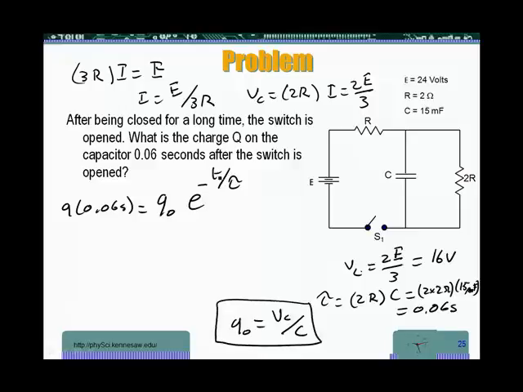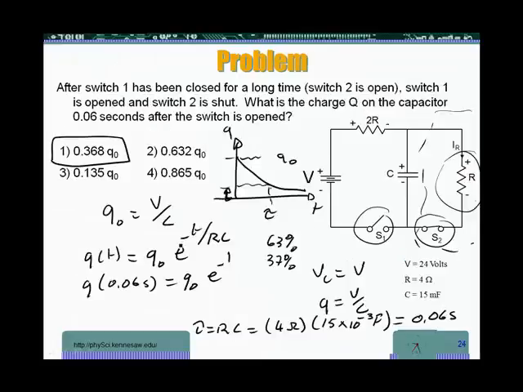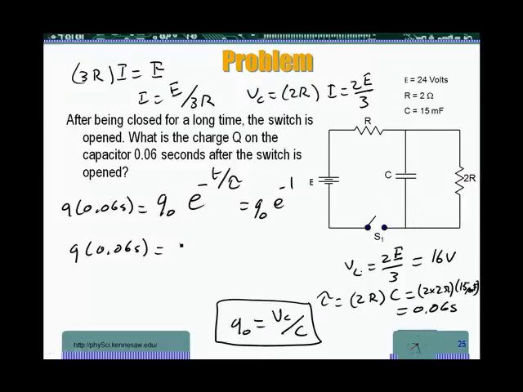And then the exponential is going to be Q0 exponential, my t is the same as tau, exponential minus 1. So my Q at 0.06 seconds is going to use the same number that we dealt with here, 0.368, times Vc 16 volts over C 15 millifarad.